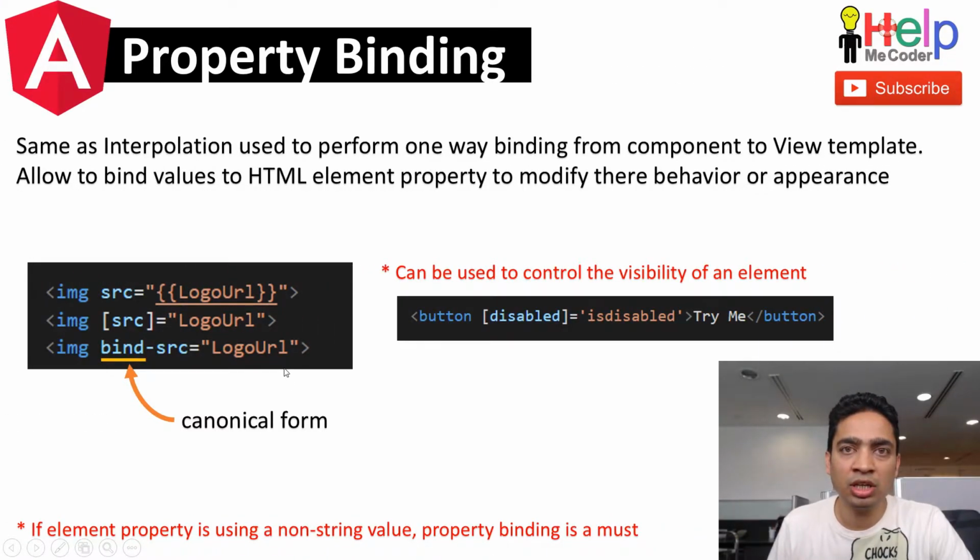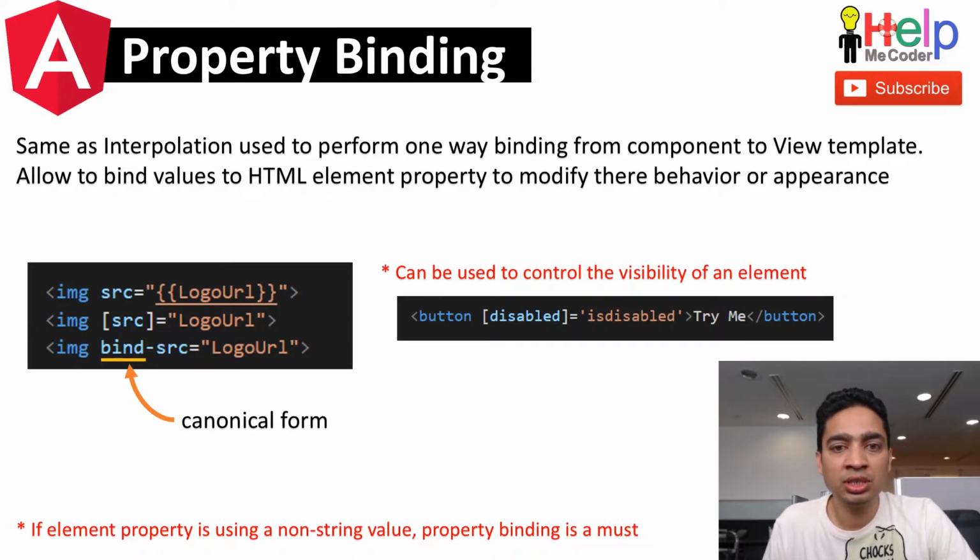There are a couple of ways in which we can use property binding. In the first part, we are using interpolation, which is the ideal case for scenarios where you are attaching string values. But for cases where we don't have string values, it is recommended to use the second and the third option. In the second option, you wrap the HTML attribute with brackets, and in the third, we use a canonical form, prefixing the HTML attribute with bind and a hyphen, and then this is the variable defined in the component side.